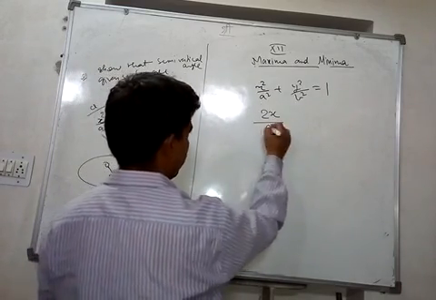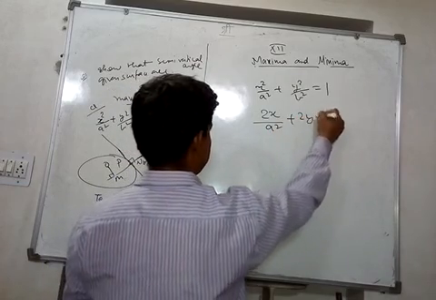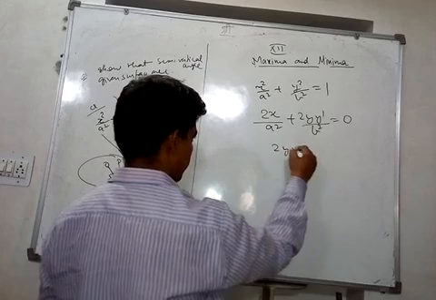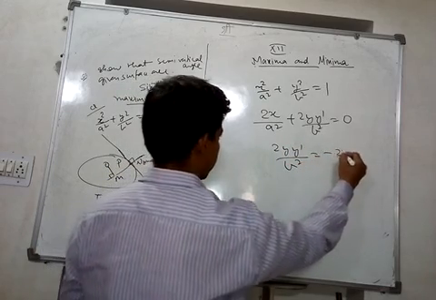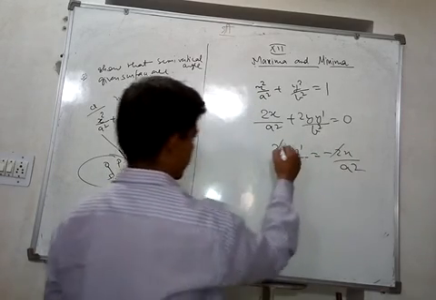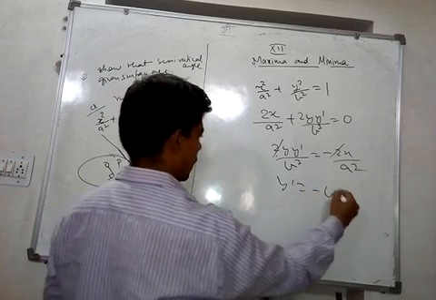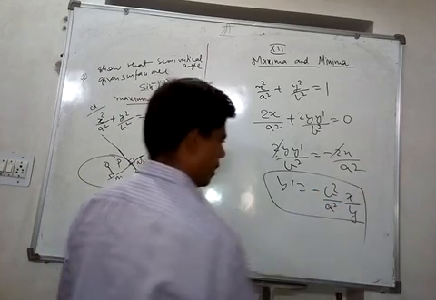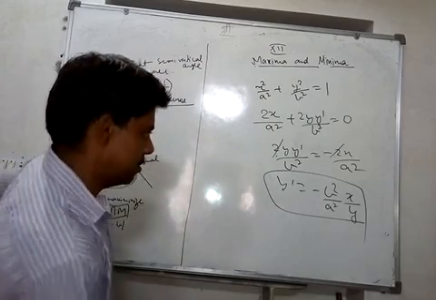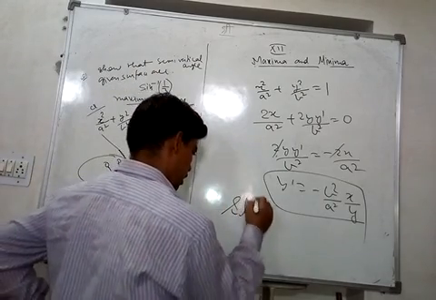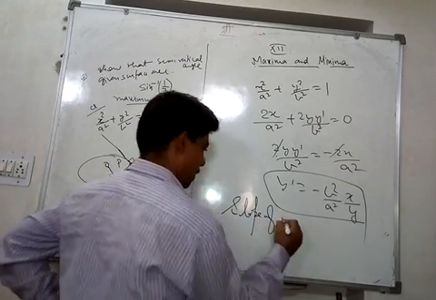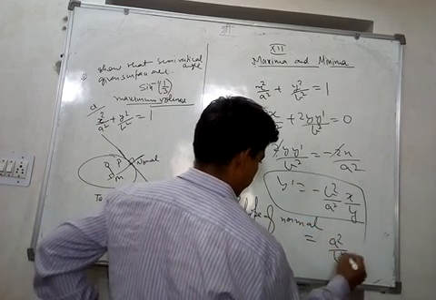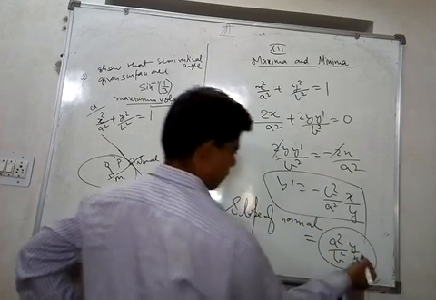So we get 2x upon a square plus 2y dash upon b square is equal to 0. So we get 2y dash upon b square equals minus 2x upon a square. 2 and 2 get cancelled. Y dash is equal to minus b square upon a square x upon y. This is the slope of tangent. So what is slope of normal? Slope of normal is equal to a square upon b square y by x at any point.